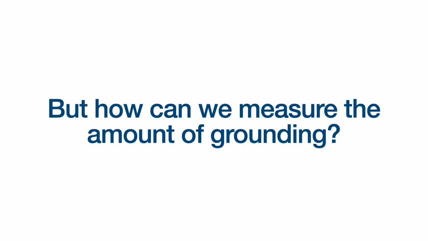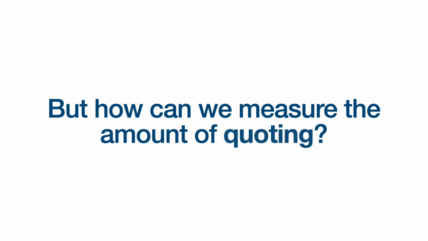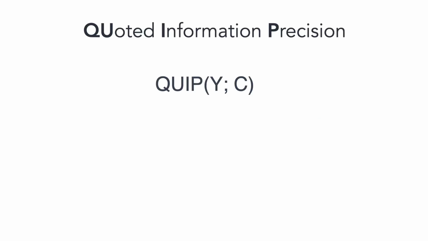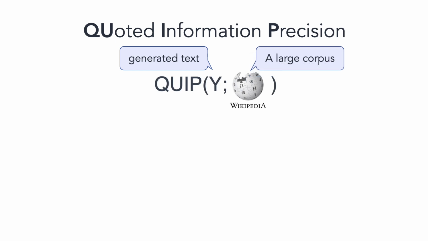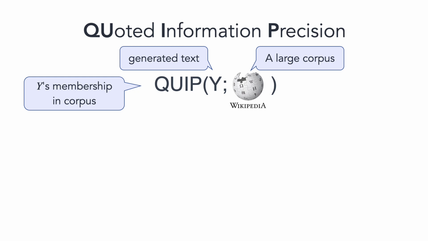Let's start with our metric for grounding. Grounding can be a very broad term, but we're going to use a narrow definition that makes measurement tractable. This is quoting. We will use quoting and grounding interchangeably. Quoting is certainly not the only form of grounding, but we think it's a good target to measure. To measure quoting, we design a metric we call QUIP, quoted information precision. QUIP takes two arguments. Y is some input text, and C is a reference corpus. For example, let's let C be Wikipedia. QUIP is going to measure Y's membership in C.